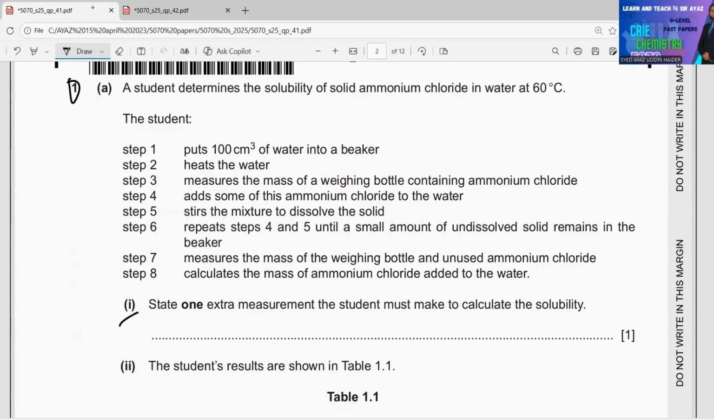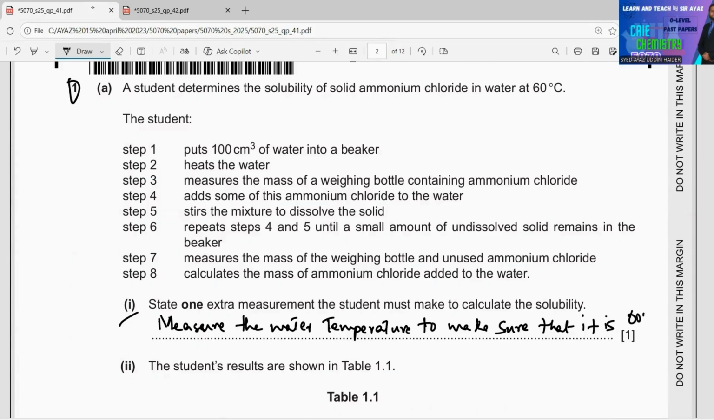Number 1. State 1 extra measurement the student must make to calculate the solubility. Definitely, you need to measure the water temperature to make sure that it is 60 degrees centigrade.